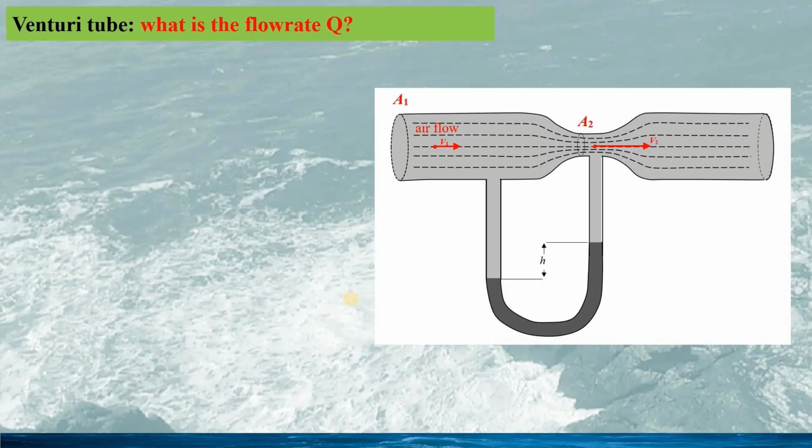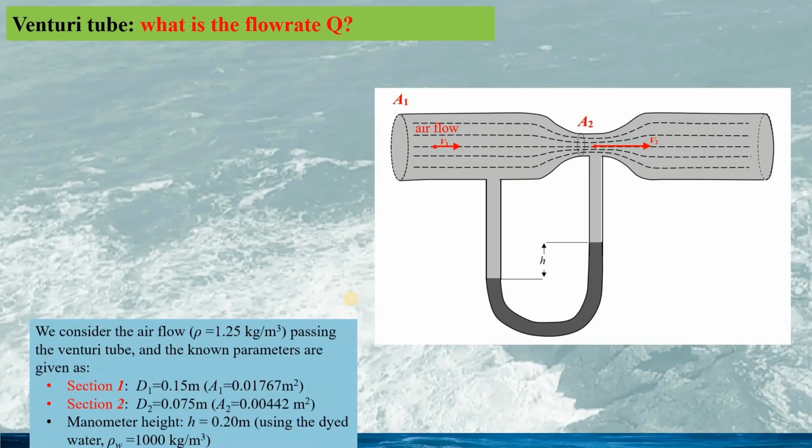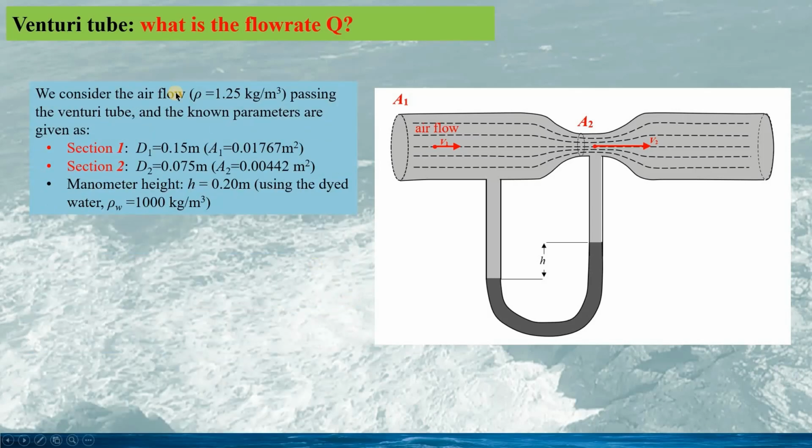Now we are going to solve the flow problem in the Venturi tube, using a detailed example. In this example, we assume air flows through the Venturi tube. The air density is taken as rho equals 1.25 kg per meter cubed. Section 1 has a diameter D1 of 0.15 meter, so the section area is given by A1 here. Section 2 has a diameter of 0.075 meter, with section area A2.